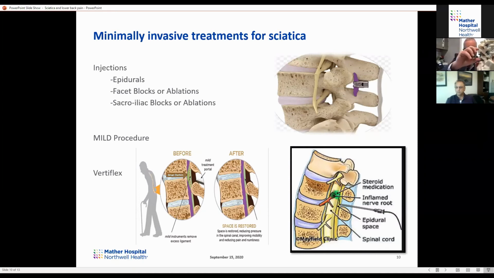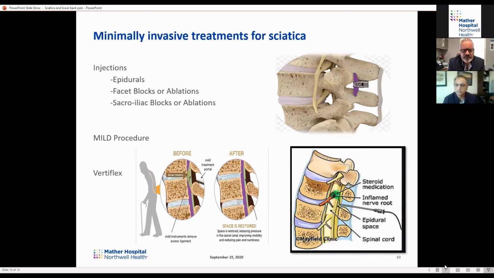And what that does is it keeps that level from getting smaller. So it keeps that space from crimping down and making the stenosis worse. So that's the Vertiflex procedure. And I did the first ones on Long Island in about 2016, 2017 or so. And we do these at Mather just about every week.